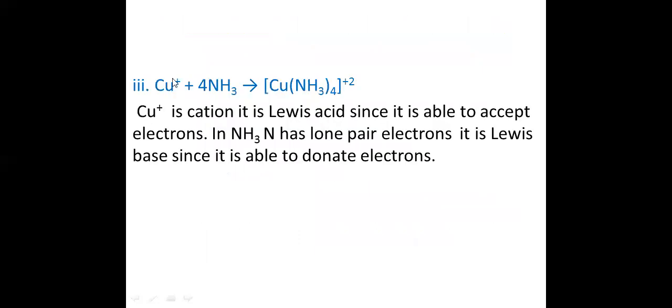Number third, copper ion, which is a cation, and ammonium ion. We know ammonia, the nitrogen of ammonia has a lone pair of electrons. So copper is a cation, it is a Lewis acid since it is able to accept electrons. And in ammonia, nitrogen has a lone pair of electrons, it is a Lewis base since it is able to donate electrons.